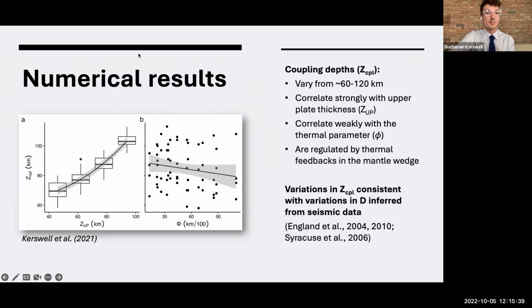I see a hand up. You want to ask a question? Go ahead. Can you clarify what is the upper plate thickness in what's your definition of this?